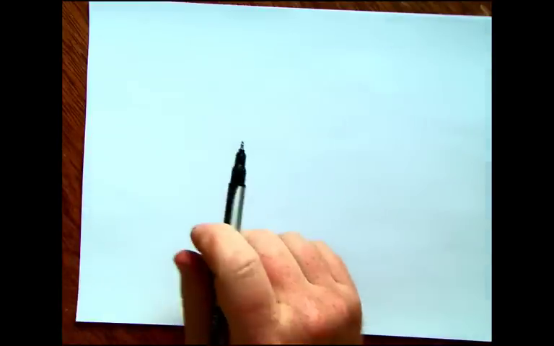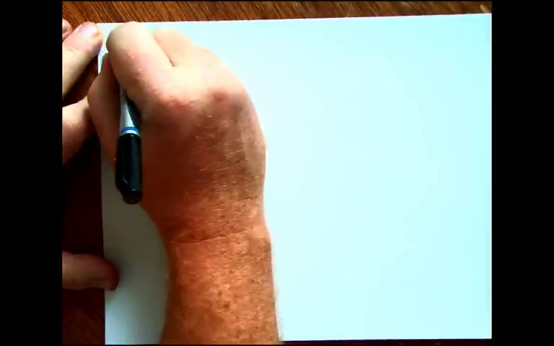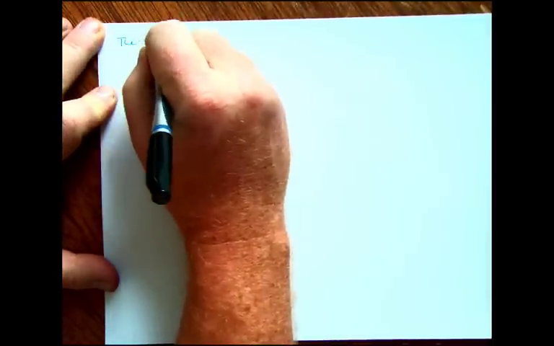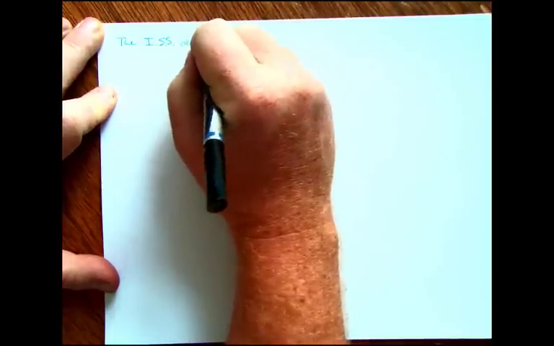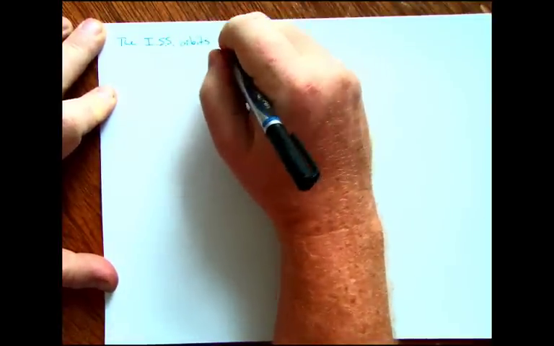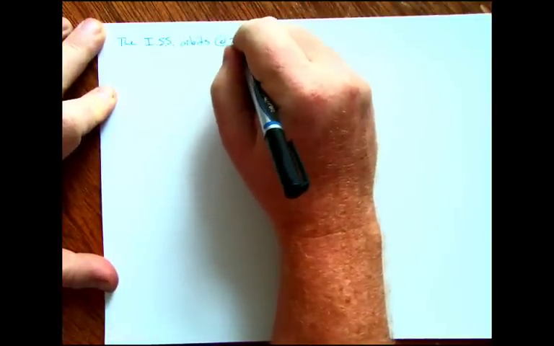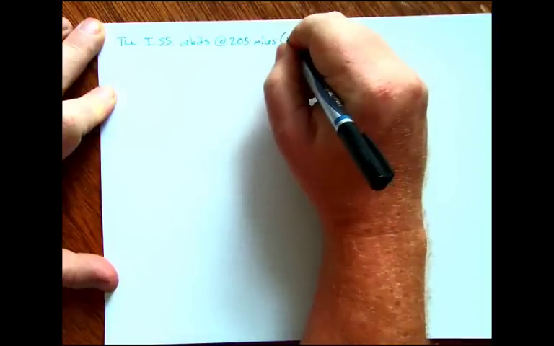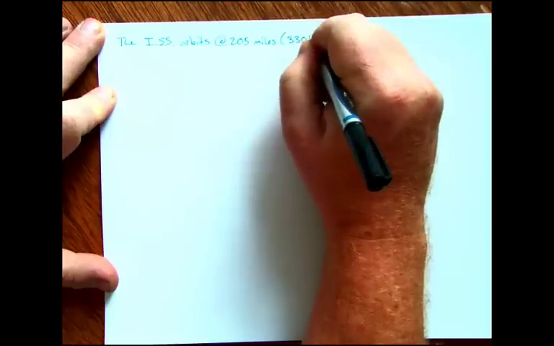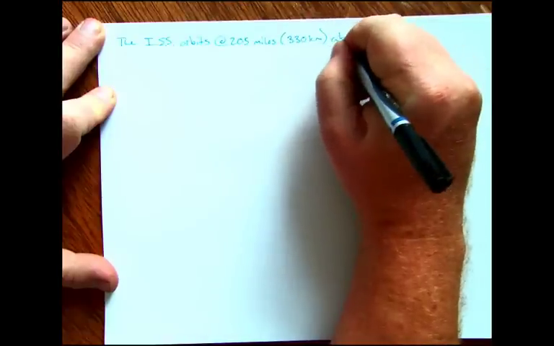So let's look at the International Space Station. Okay, so the International Space Station, or the ISS, orbits surprisingly low. You may think it's pretty high. It's at 205 miles, which works out to about 330 kilometers above us.